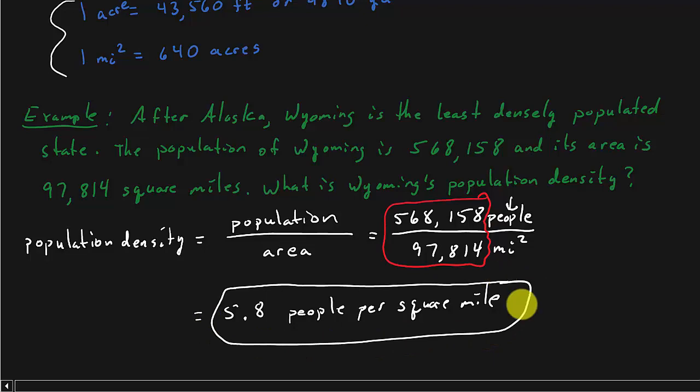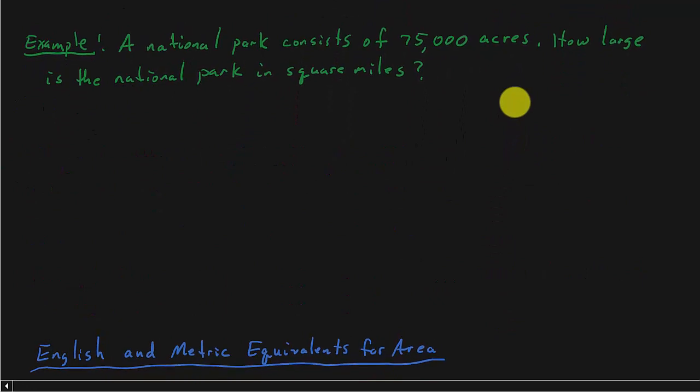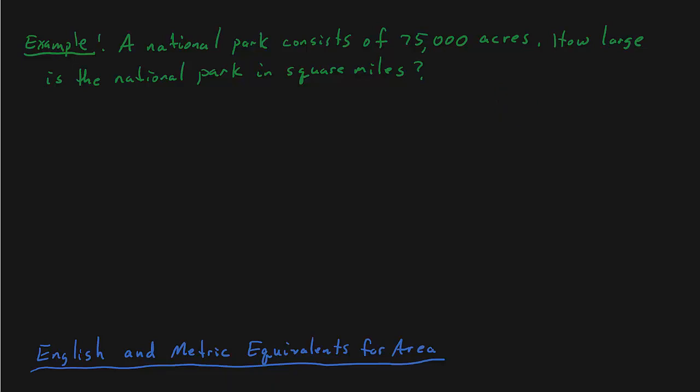So I hope that makes sense. Let's look at the next one. It says that a national park consists of 75,000 acres. How large is the national park in square miles? Well, let's find that. So just like in the previous video, I've got what?